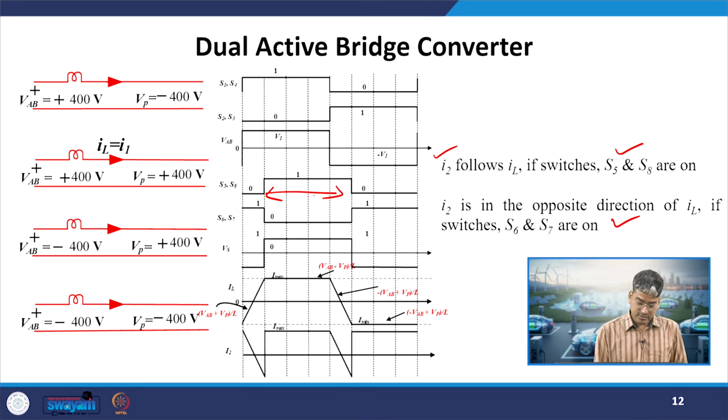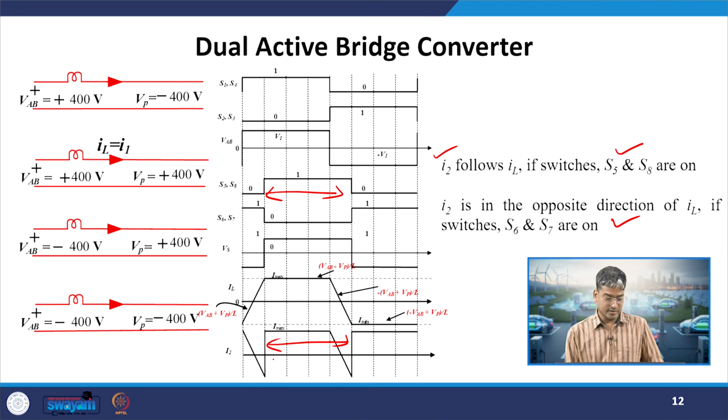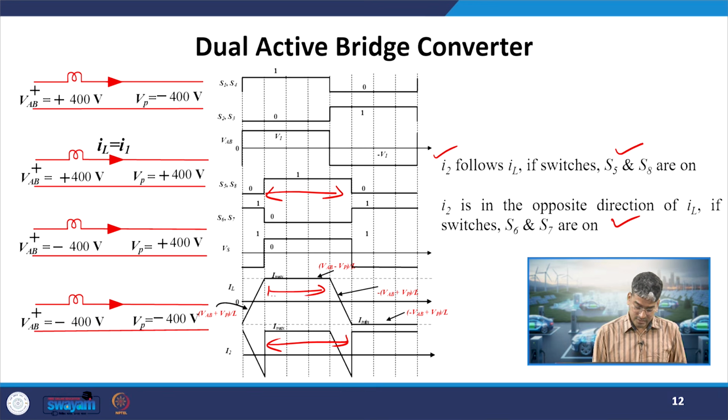Okay. So, for these 4 divisions S5 and S8 are on. So, for these 4 divisions I will maintain IL and I2 in the same polarity. Okay. So, here if you see it was positive. So, for these 3 divisions it is positive. So, it is reflected as it is. In the 4th division it starts from positive and it becomes negative. So, that is what is maintained over here. So, whichever is your IL waveform, that is same whenever S5 and S8 are on.